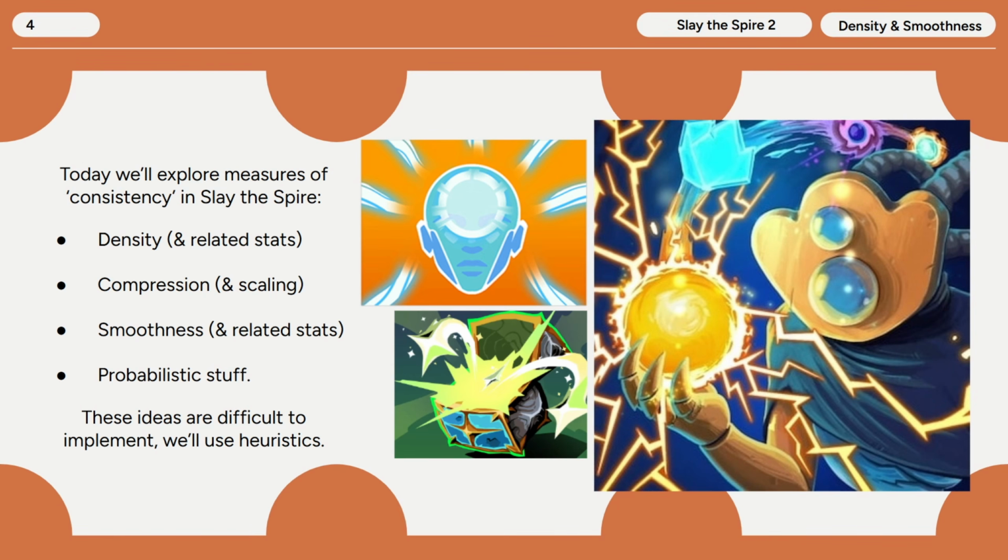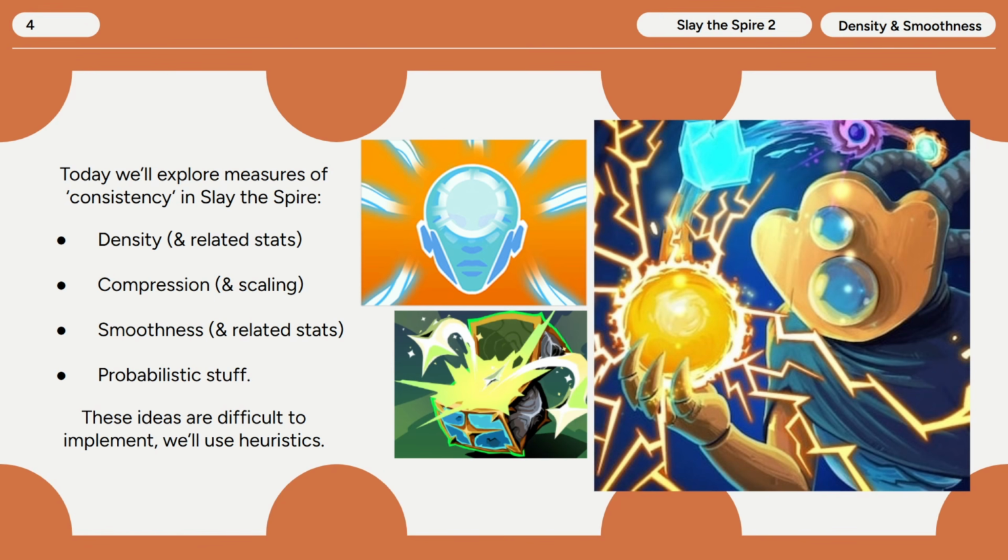So these are our three big measures of consistency in Slay the Spire: density and its related statistics, compression and related scaling discussion around it, and smoothness, which is something that people will understand intuitively if a deck runs smooth. It's quite hard to put your finger down on what it actually definitionally means, though, so I'll be giving you a definition for it today. And all of these topics are probabilistic. So there'll be a lot of discrete mathematics here, and a lot of the findings here are driven by probabilities.